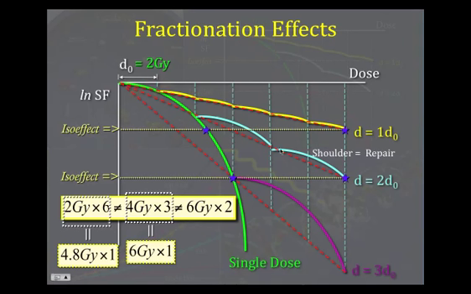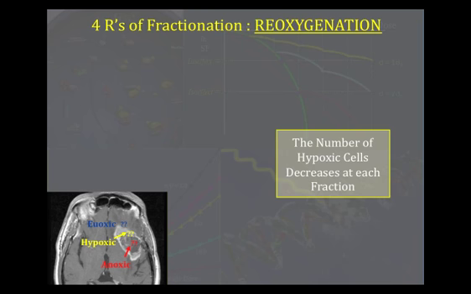So this shoulder that we see here in the curves, as we add fractions of radiation, this shoulder is where we lose efficiency in terms of cell kill. And it does reflect mathematically the repair event that we discussed before. So the first R was taken care of.